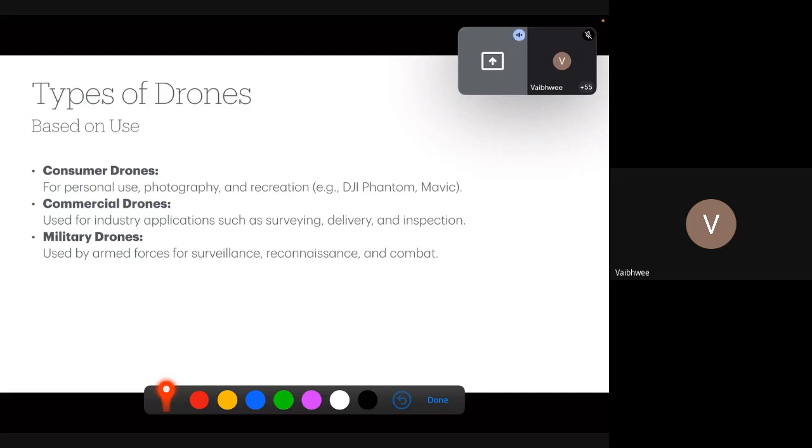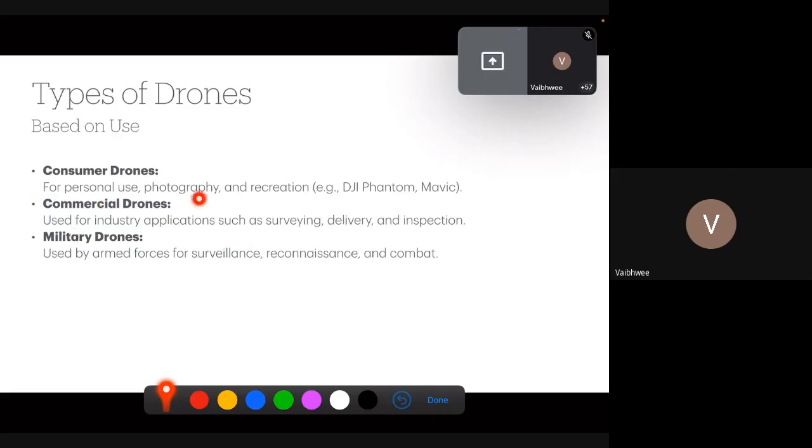And then you have military drones. They are drones which are specifically built for armed forces applications, which is surveillance, reconnaissance, and combat. Because of this, they have additional requirements like the components have to be military grade and they have to be stealth. The noise signatures and heat signatures should be low enough so that they cannot be detected and so on. Because of the stringent requirements that come with military drones, the price of such drones is comparatively very high as compared to commercial drones.